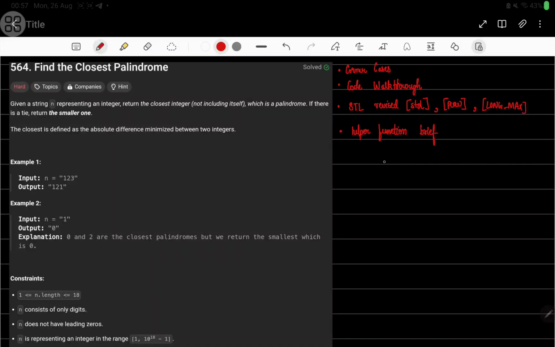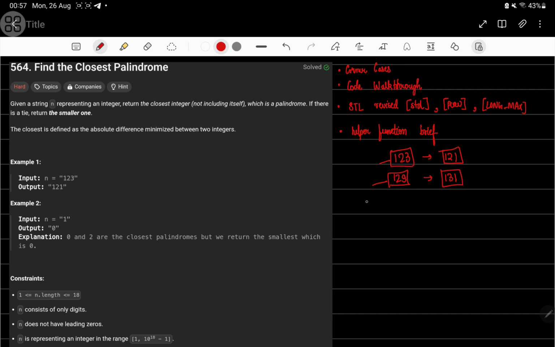We need to find the nearest palindrome to it. If it is 123, we need to have 121. If it is 129, we need to have 131 as the answer. Why? This is the palindrome which is closest to 129, and this is the palindrome which is closest to the number 123. So we need to find such numbers.